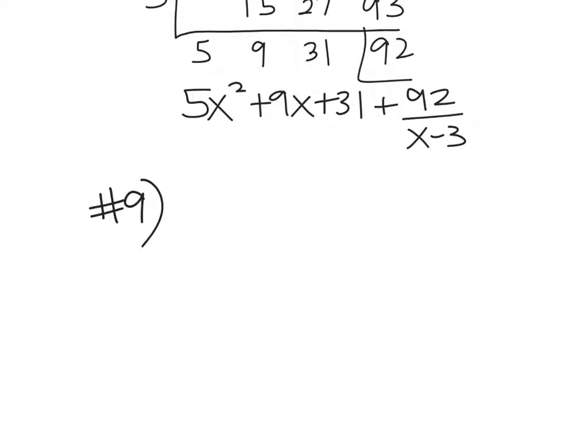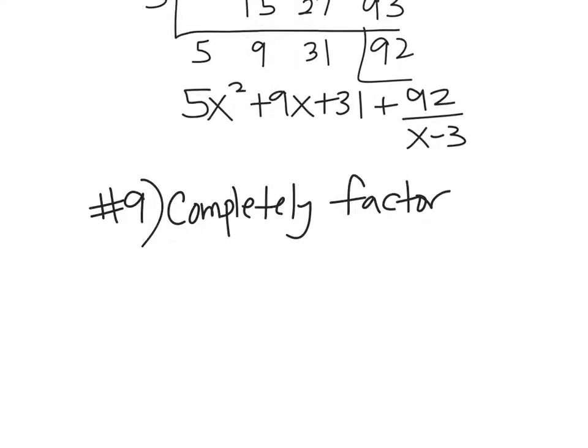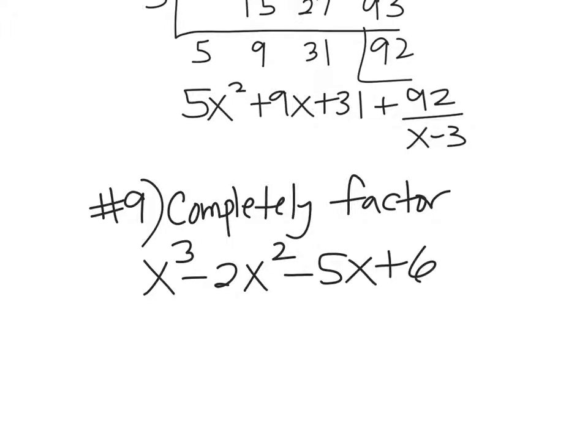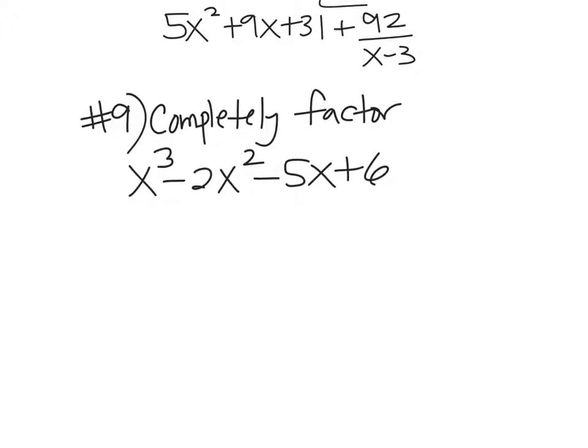Number 9. Synthetic division is going to help us to completely factor polynomials, because that's what we're really trying to do. We're trying to factor polynomials. We're trying to find the zeros of them. So we're going to completely factor x cubed minus 2x squared minus 5x plus 6. Okay, we can't use star method. We can't use difference of 2 perfect cubes. We can't use anything on this. There's no trick to factoring that. We're going to completely factor this given that x plus 2 is a factor.